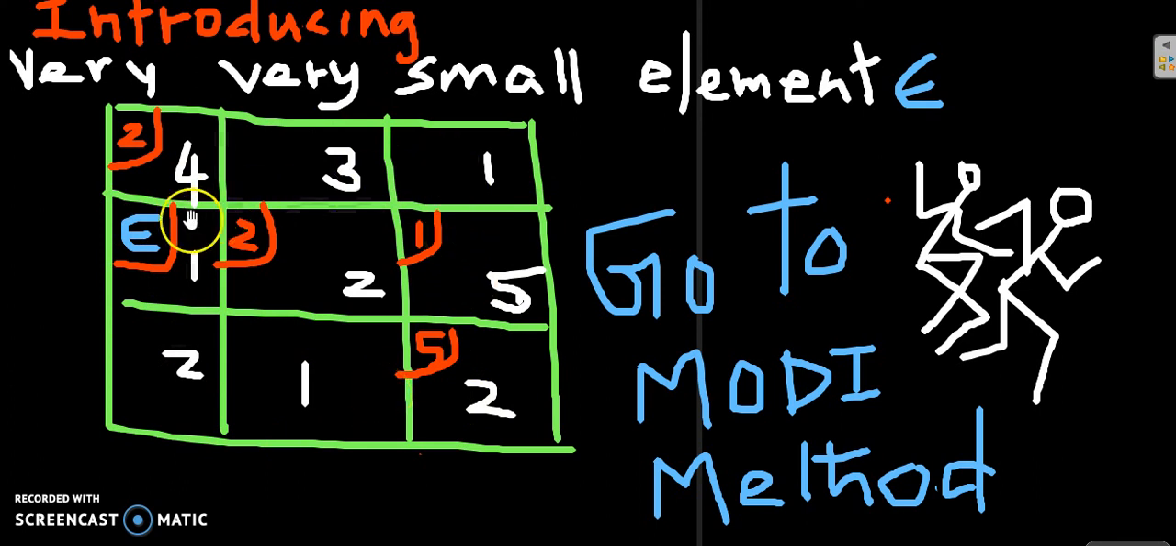Here of course 3 cells with the least transportation cost are there. But some matrices will have only one least transportation cost cell. There we have to assign this very small infinitesimal element. So this is the way we can change the degenerate solution into a non-degenerate solution. Then we can go for the MODI method. So thank you very much.